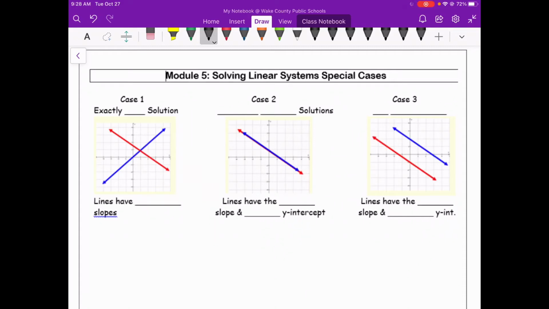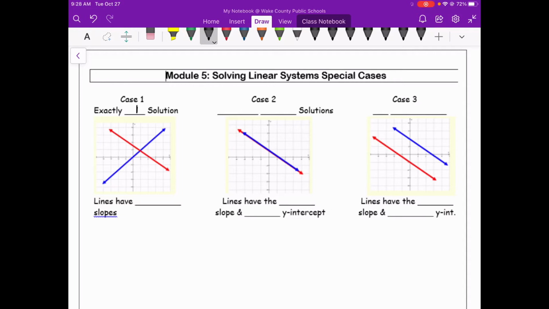Okay, this is a video on special cases when solving systems of equations. Most of our scenarios when solving systems of equations are like case one right here. Two lines, they intersect, or two functions intersect, and they share one point. And that one point is the one solution that this system has. So exactly one solution because they have exactly one point in common.